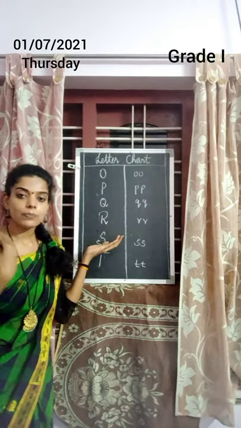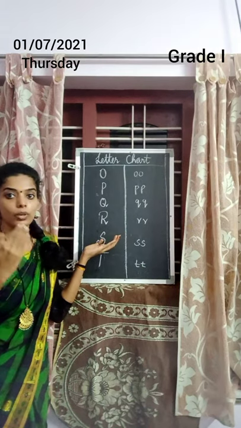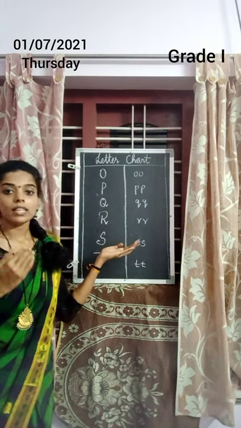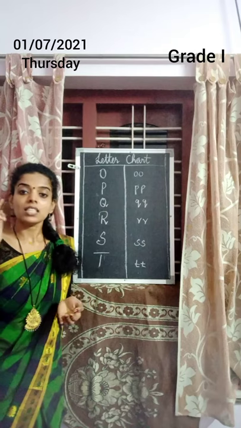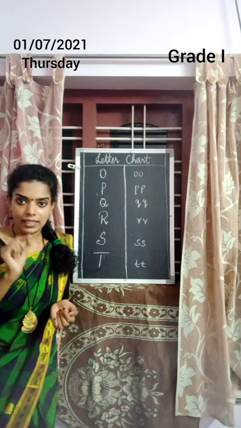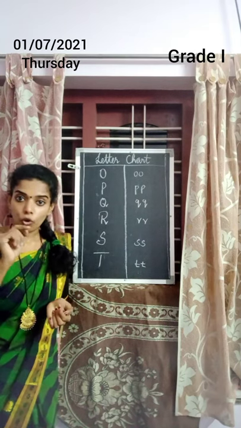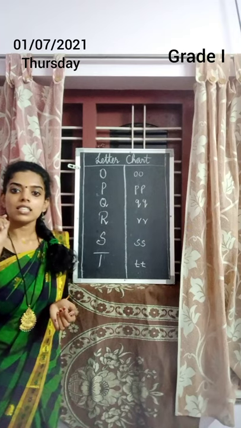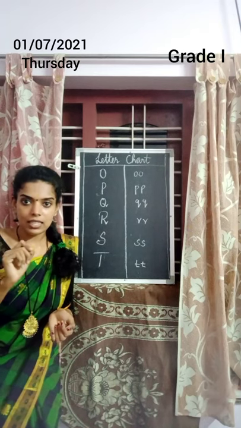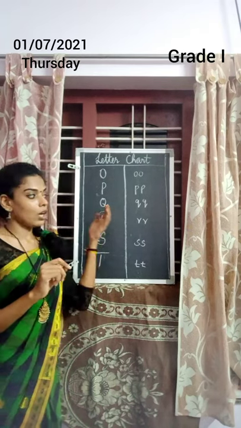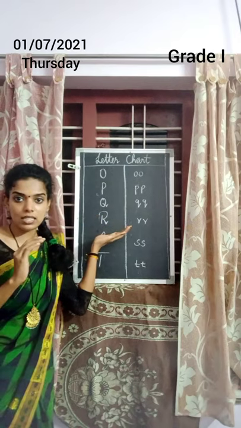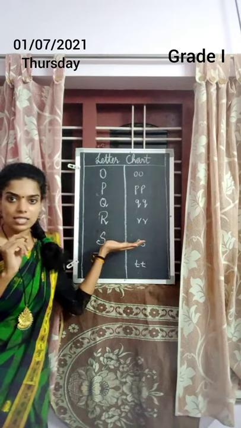The next one is S. What's the sound of S? It's the s sound. The examples are sun, star, sandals, snowman. So the sound of S is s.